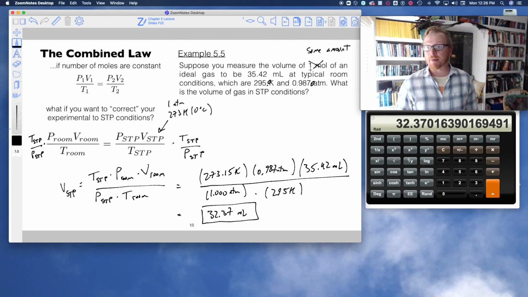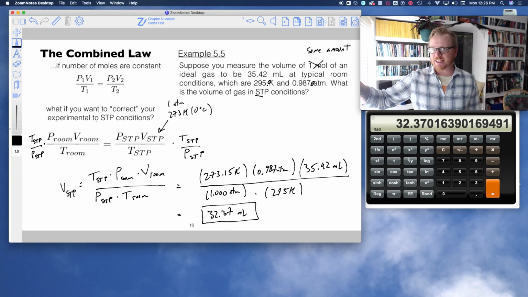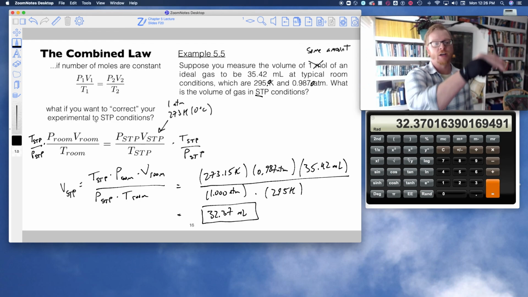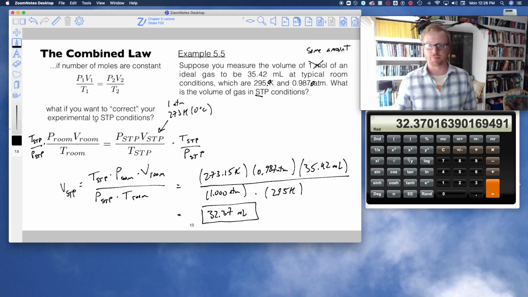But all the same, as you can see, when we do chemistry, we're not ever doing chemistry at these STP conditions, right? It's impossible. So use of the combined law is a way of either correcting the STP conditions to the room conditions or vice versa, correcting the room conditions to the STP conditions. It goes either way because of this proportionality. Okay?